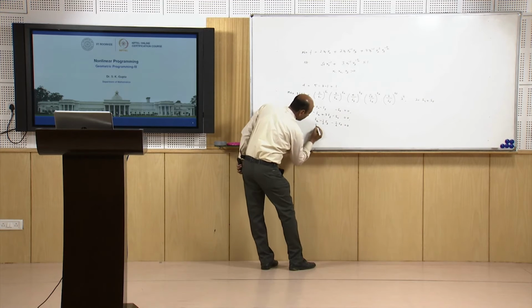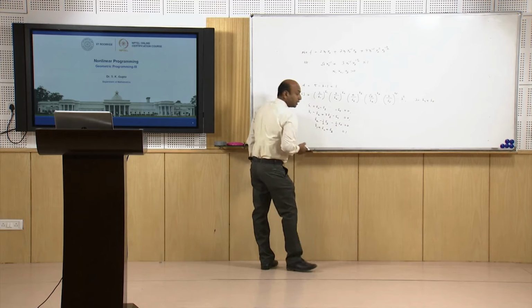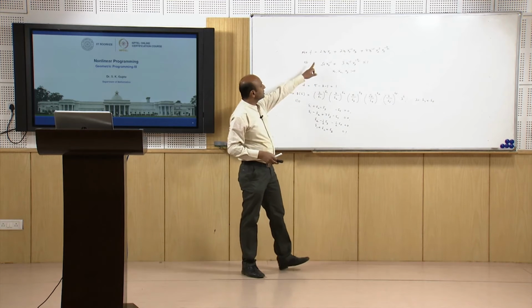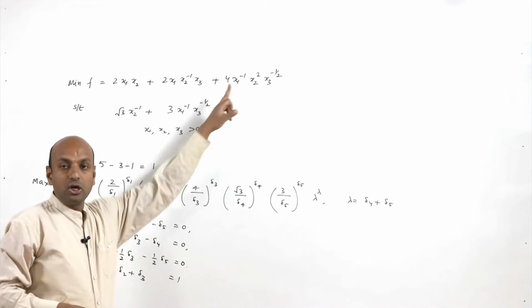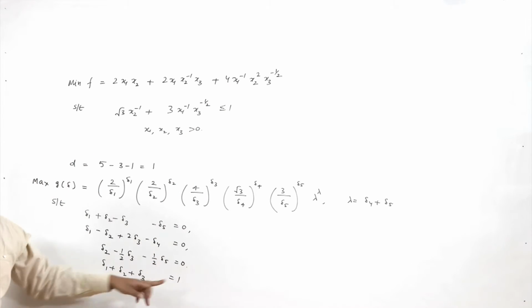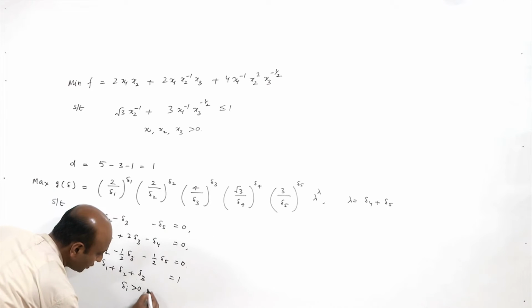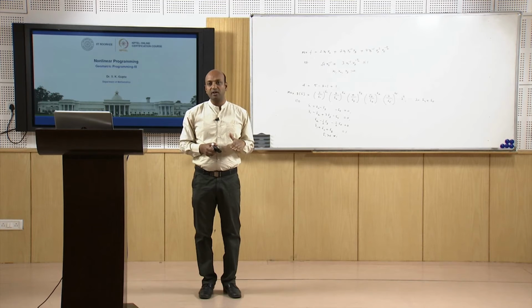And of course, delta 1 plus delta 2 plus delta 3 equals 1. This corresponds to a constraint. In the corresponding objective function we have three terms, delta 1, delta 2, delta 3. So the sum of these three, delta 1 plus delta 2 plus delta 3, should be 1, and all delta i must be strictly greater than 0 for all i. These are the system of equations which we have.